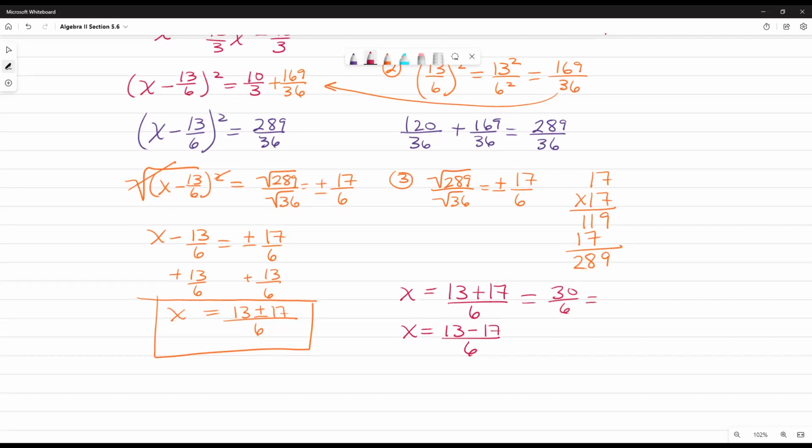Okay, so 13 plus 17 is already figured out. It's 30. So x equals 5. 13 minus 17, negative 4 over 6. So that's negative 2/3. Those aren't as bad. And you got the two answers? Sure, absolutely, which you will. Because 13 over 6 plus 17 over 6, you're not adding the denominators.